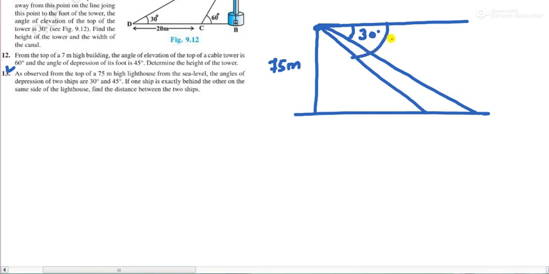So this is 45. 30 will come first here, okay. We will name this as A and this one as B, okay. Now, they have also mentioned if one ship is exactly behind the other, okay, B and A, A is behind B on the same side of lighthouse, find the distance between the two ships. What is the distance between this A and B? Okay, so I will name this A, this is B, this is C, and this as D.